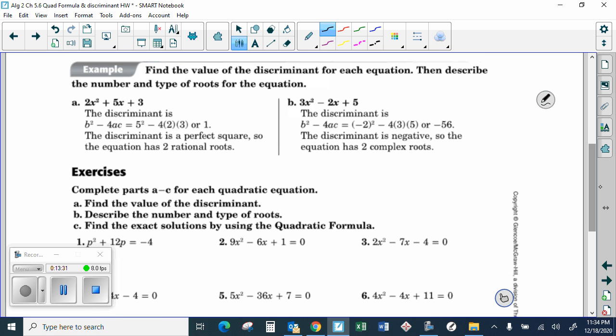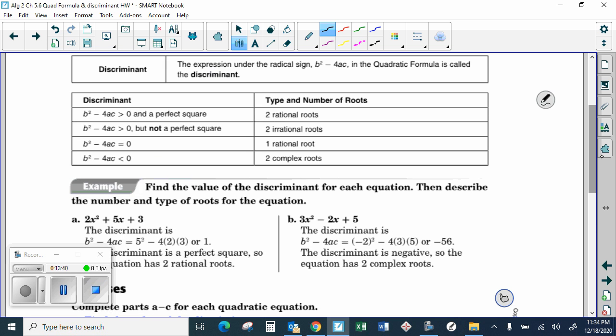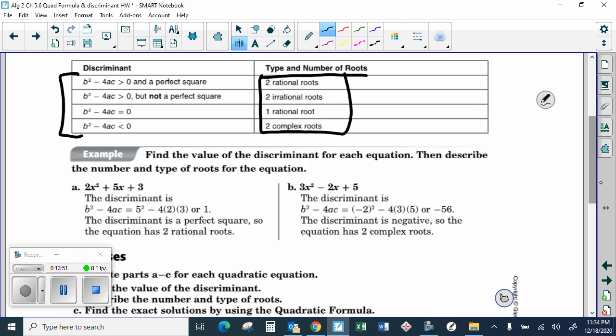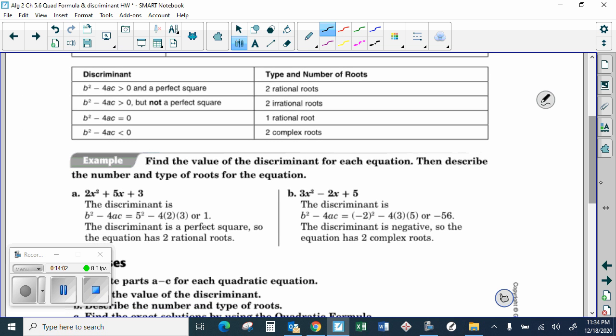All right. Find the value of the discriminant for each equation. Then describe the number and type of roots for the equation. So when it says the number and type of roots, that's using this right here. They're wanting one of these 4 answers. Remember, rational number means it can be written as a fraction. Irrational can't be written as a fraction. We've already written down that vocab in previous sections, but that's just a quick review. You need to know that anytime.